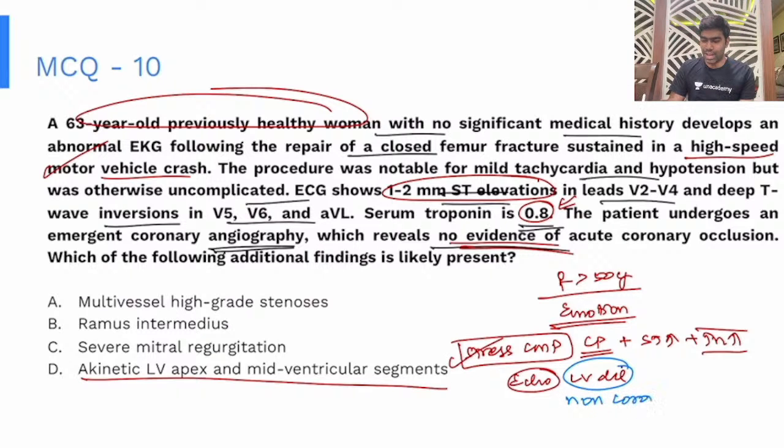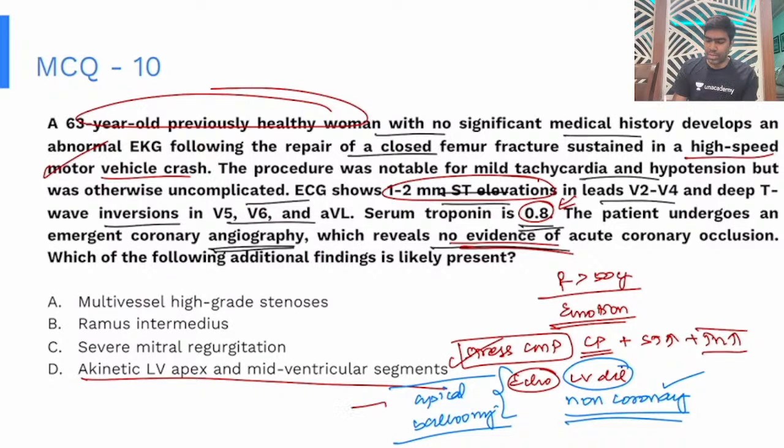This is a very, very important point. LV dilatation will be in the non-coronary distribution. If it's in the coronary distribution, you can think about coronary artery disease, but it will be typically in the non-coronary distribution. So in the exam, if the examiner is very liberal, he might use the term apical ballooning. Of course this doesn't confirm whether the patient is having Takotsubo or stress cardiomyopathy or not. You need to follow up with a coronary angiogram.